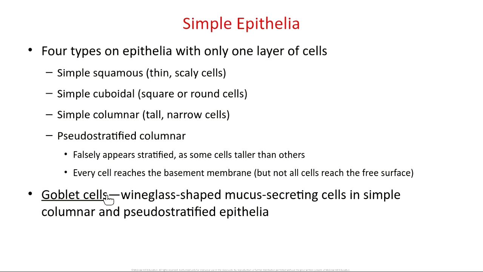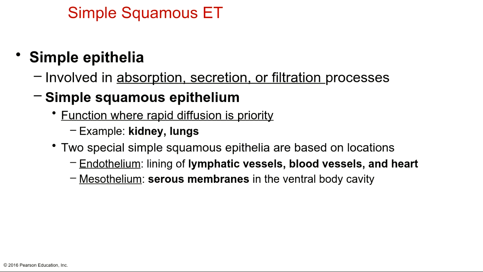Remember, goblet cells are going to be secreting mucus. And you really find this predominantly in simple columnar, which you find in the intestines, and also with your pseudostratified columnar in the upper respiratory tract.